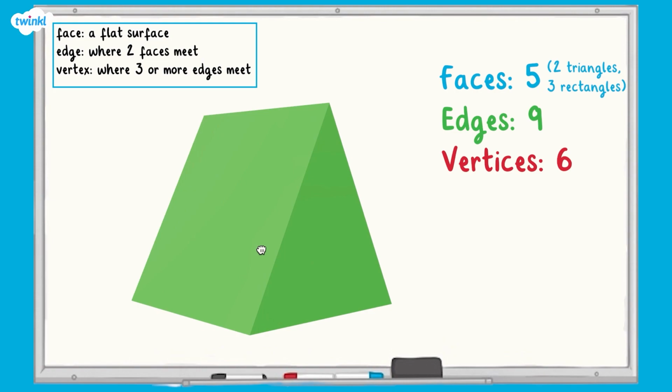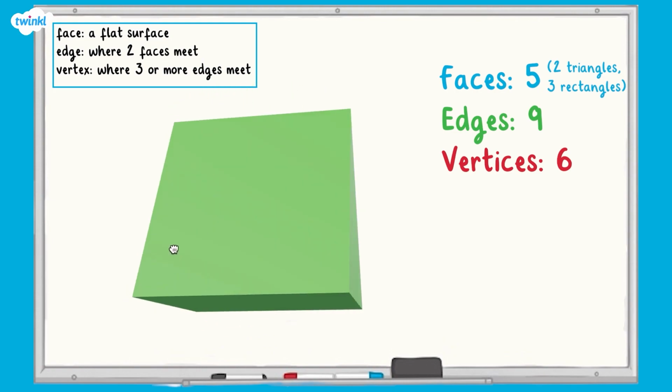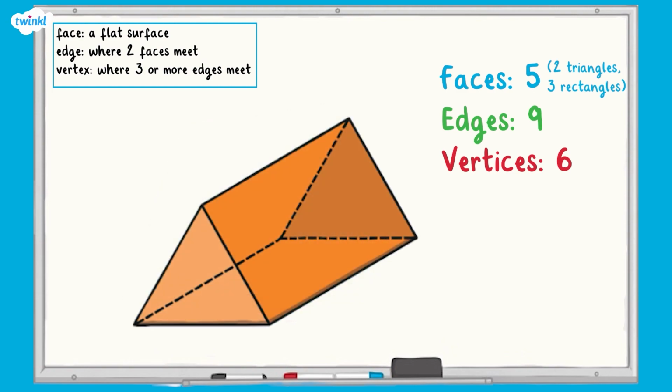When we can move the 3D shape around like this, we can check that we've counted them all. But if we're using a 2D representation of a 3D shape, we need to be able to imagine the shape in our head to visualise each face, edge and vertex. We can also mark them off to help us. To count the faces on a triangular prism, we'll start with the opposite faces again, beginning with the one that we can see. 1, 2. Next, we'll move on to the rectangular faces, again beginning with the one that we can see.